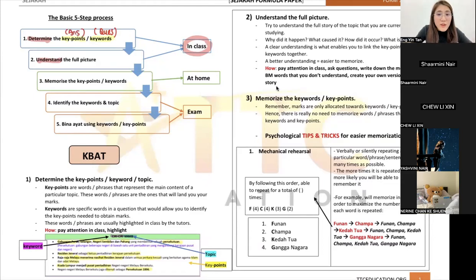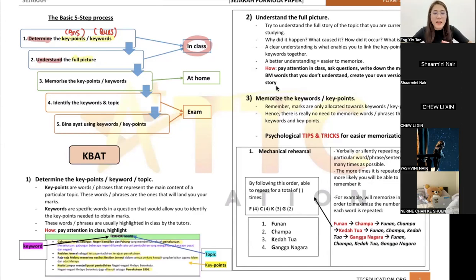Boleh faham? Within these 2 hours, you need to make sure that after the seminar, you're able to determine what the keywords are and what the answers are. Later, I will demonstrate one of the topics for you. The other step is to understand the full picture. Make sure after today's class you get a full idea of the chapters, at least you know what it is talking about.